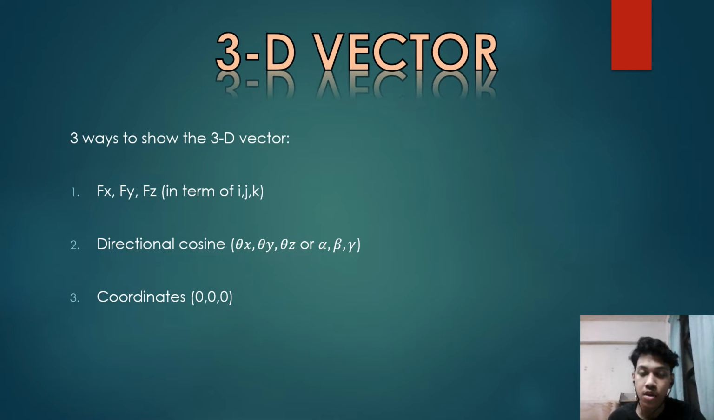Next, we are going to talk about 3D vector. There are three ways to show the 3D vector. The first one is in terms of ijk, which is Fx, Fy, Fz. The second one is by using the directional cosine. And the third one is by using the coordinates.